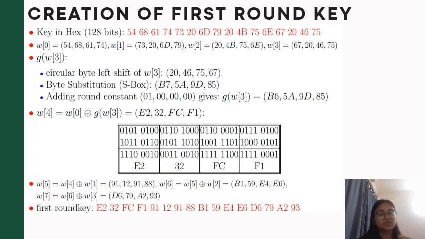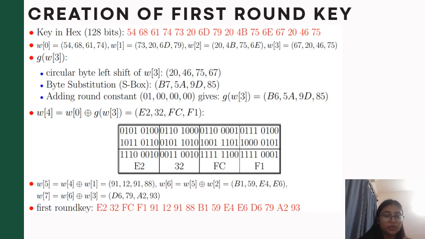Then we'll do byte substitution. Byte substitution is the same as we did earlier. We'll map 20 using the S-Box as B7. So 20 is converted to B7, 46 is converted to 5A, and so on. After this, we will add a round constant, that is 01, 00, and so on. So if we add B7 to 01, we'll get B6, and after that it remains the same because the constant is 0. In order to find W4, we will do an XOR operation between W0 and G of W3.